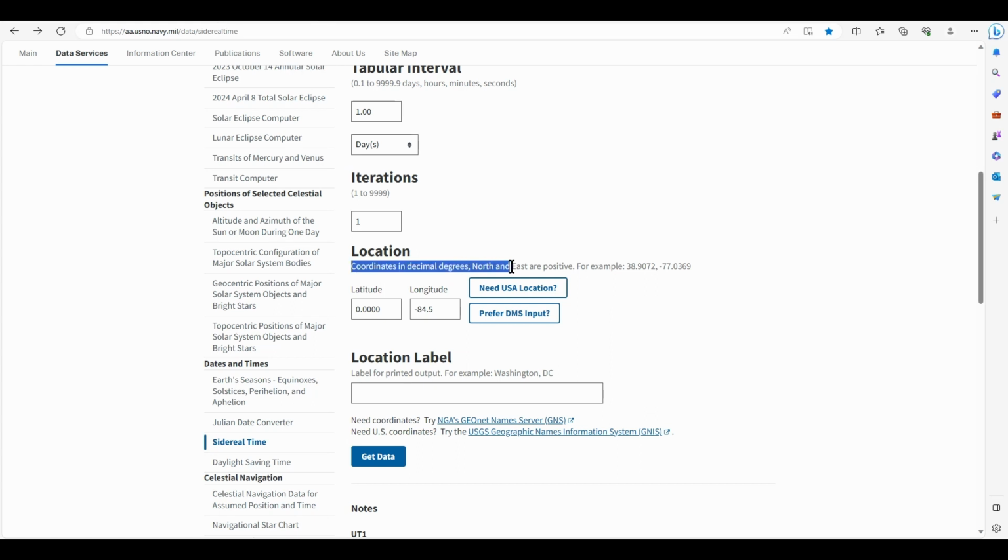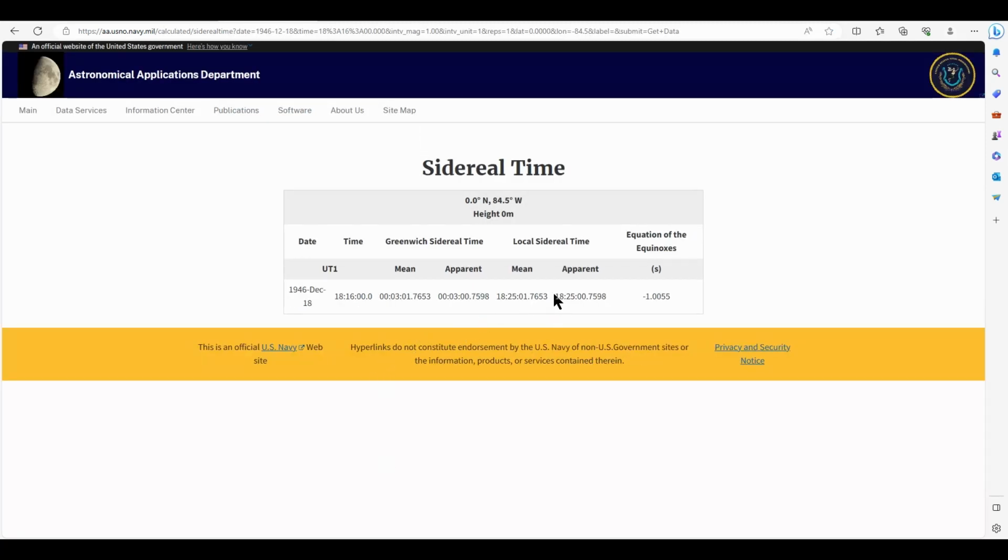Look here to the explanation. North and east are positive. So this guy here needs to be positive. North and east. Okay. Longitudes, east and west. Okay. East are positive, so this guy needs to be negative. Negative. So okay. We can click get data, and voila.